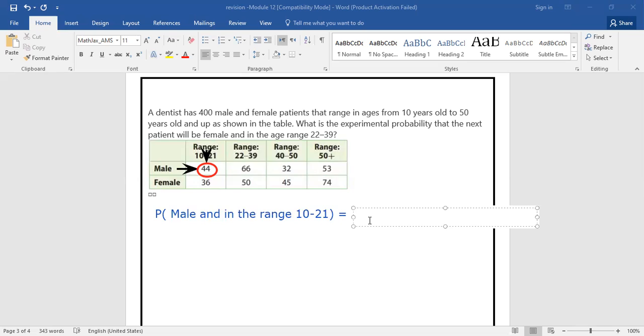So the probability will be how many? 44 divided by 400. You know the answer, it will be what? It's going to be 11 over 100. Very good. If I want the answer in decimal form, it will be 0.11, right? If I want the answer by percent, it will be equal to 11%.